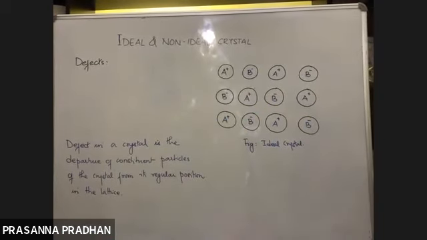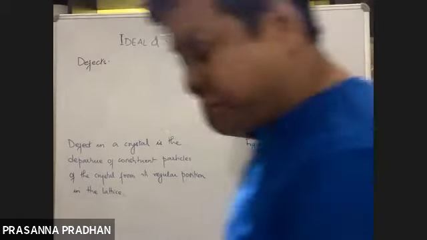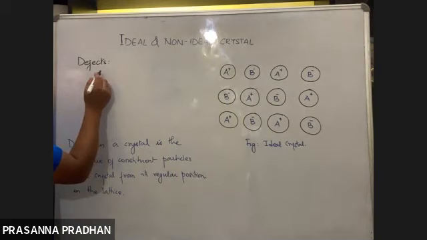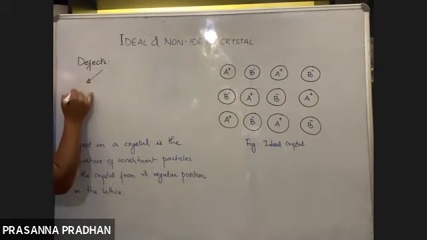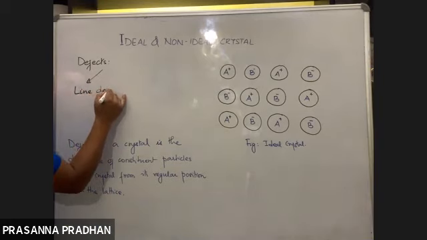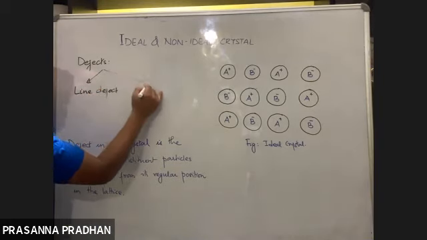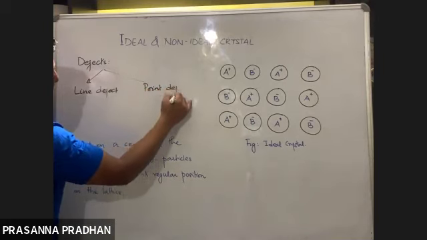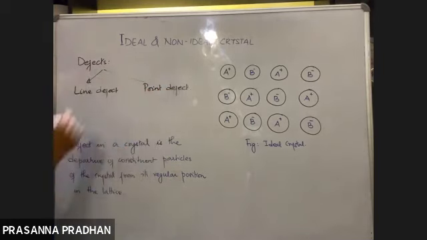It will become defective and imperfect. Okay? And defects are of how many types? Guys, defects are of two types. One is the line defect, which is not in the syllabus, so you don't have to study it. The other is the point defect. One is a line defect, the other one is a point defect.